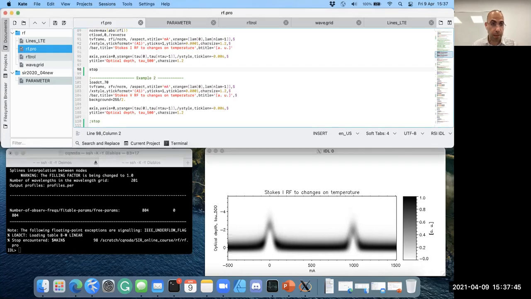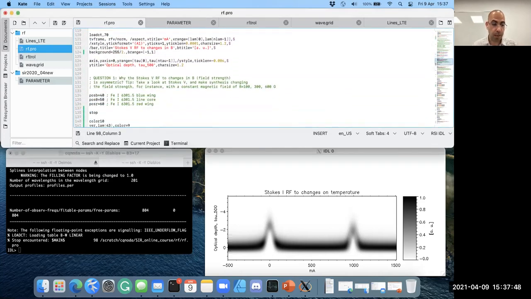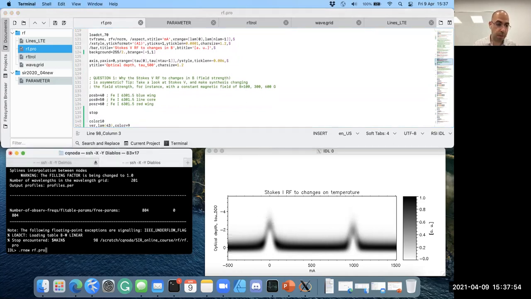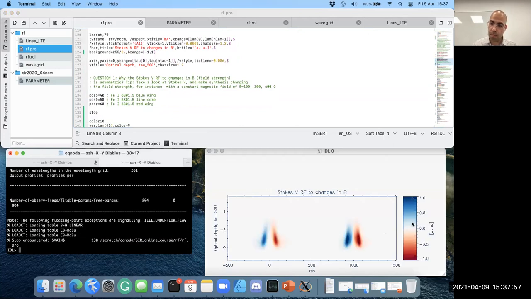In fact, the next thing that I wanted to say before going ahead is that it seems that this line forms higher than this one. That's interesting. But also here you see in the same scale that the color here is more saturated than this one. So this is also telling you that response functions will give you an idea of how the profile changes with respect to the perturbation on the atmospheric parameter, but also the amplitude of that change. So in this case, what we can understand from this is that this line is more sensitive to a perturbation on the magnetic field than this one.